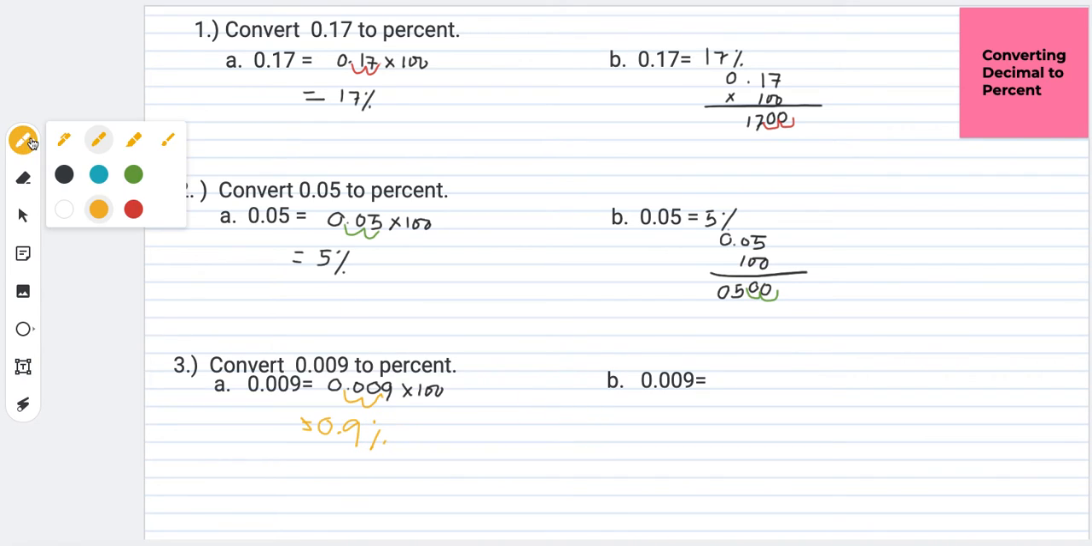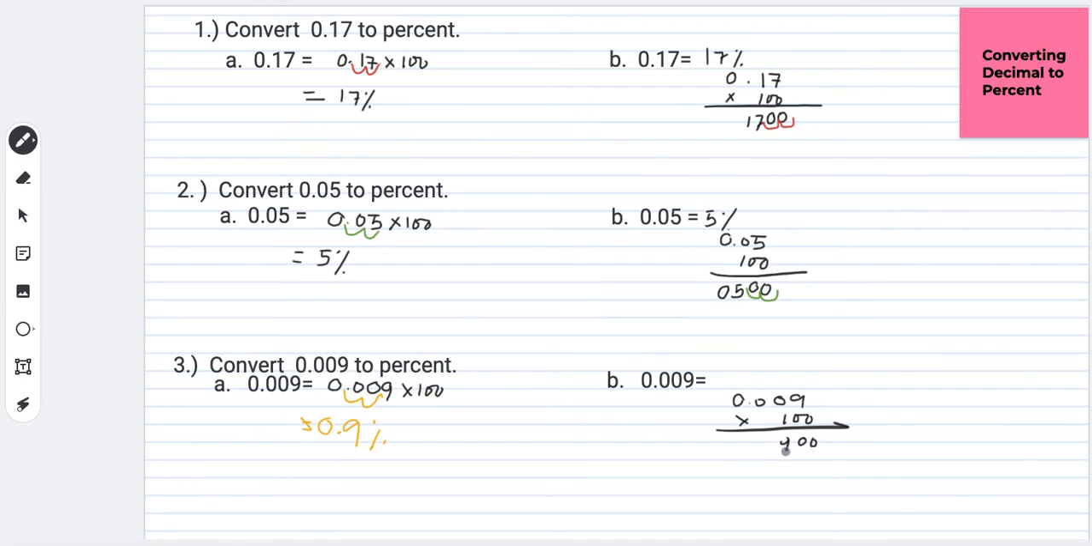And in letter B, we have to do the same as what we have done in the previous example. We have to copy first 0.009, multiply this one by 100, using the long method of multiplication. Then count the number of zeros in 100: 1, 2. We also have to copy that here, 1, 2. Multiply 1 and 9, that is 1 times 9 is 9, and 1 times 0 is 0, and 1 times 0 is 0.